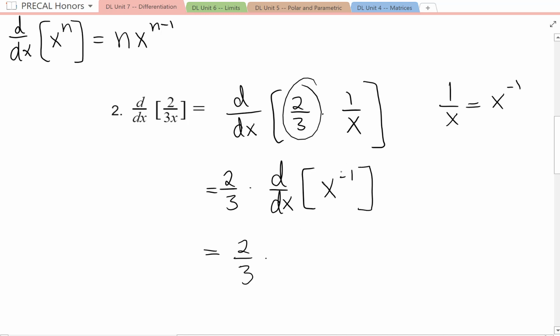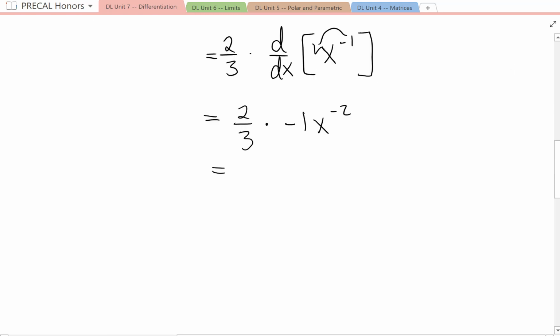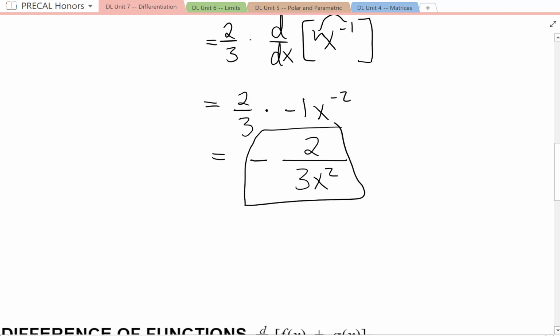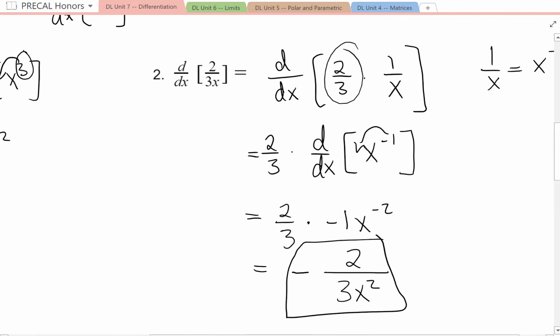2/3 times pop down, power down. Negative 1 times x to the negative 1 minus 1, which is negative 2. Rearrange so that you have positive exponents and only one fraction. Negative 2 over 3x squared. This is the derivative of 2 over 3x.